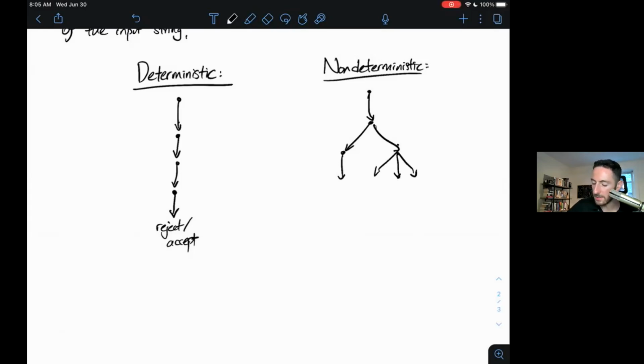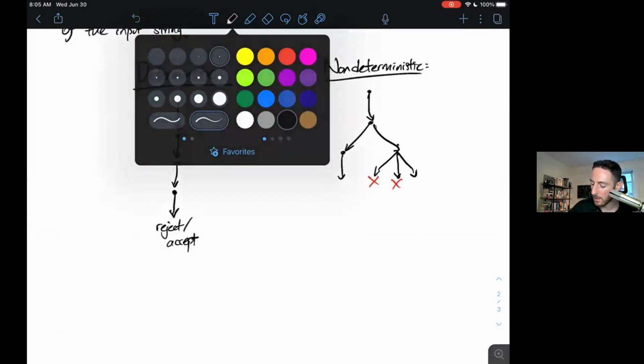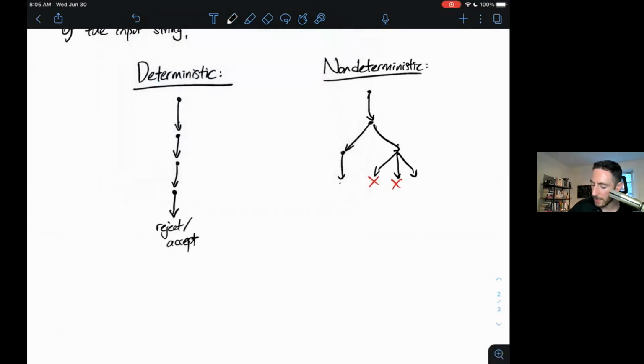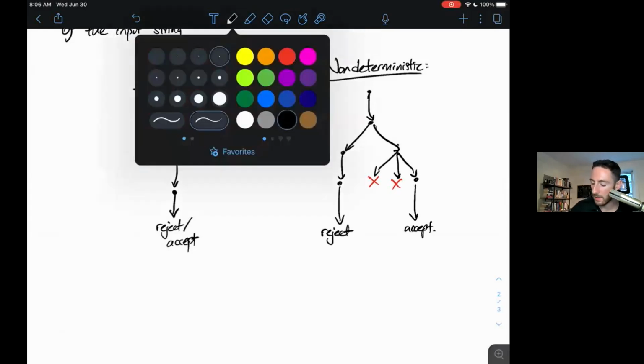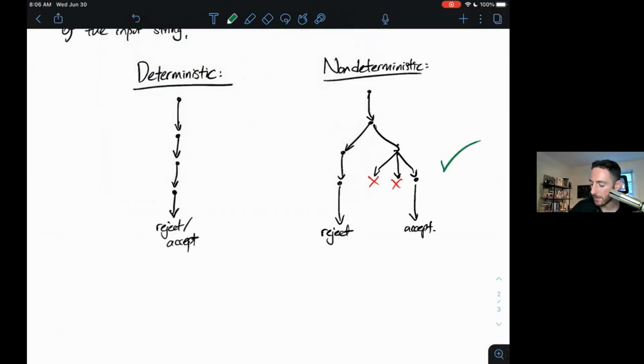And then from those states, you know, a couple of these branches might die partway through the computation. And 1 or more branches might make it to the end, reading all the input letters, at which point some might reject and some might accept. And if just at least 1 branch accepts, then we are golden. This is an accepting computation. So hopefully that picture helps.